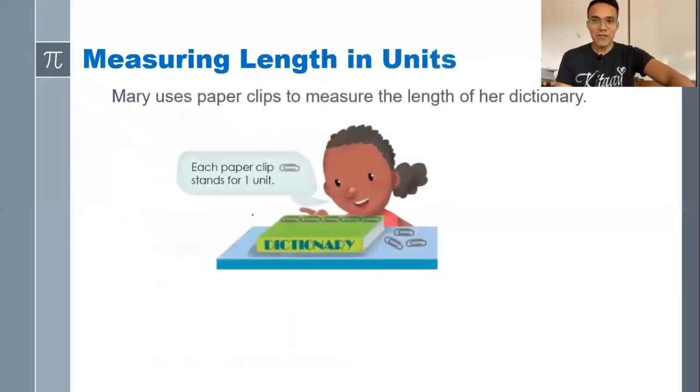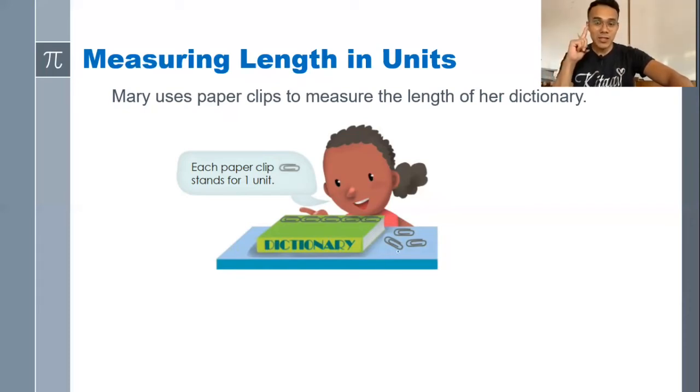Okay, let's have the next slide. The next slide is about measuring length in units. And here's the problem. Mary uses paper clips to measure the length of her dictionary. This is Mary, and this is the dictionary. The dictionary is on a table. Okay?